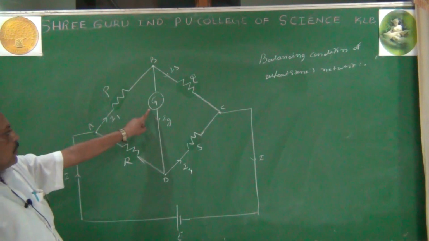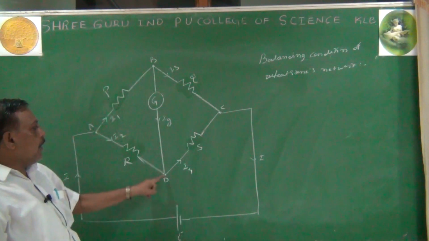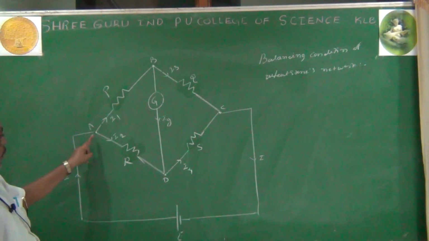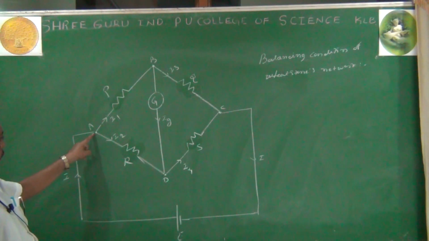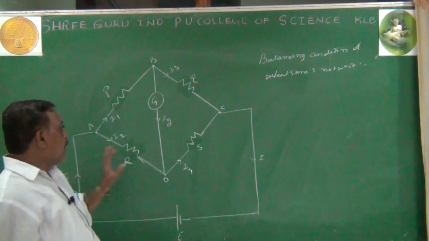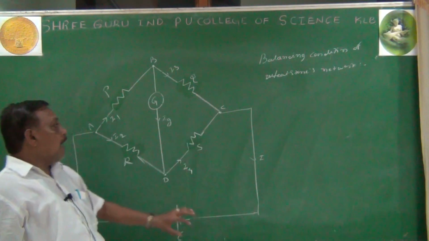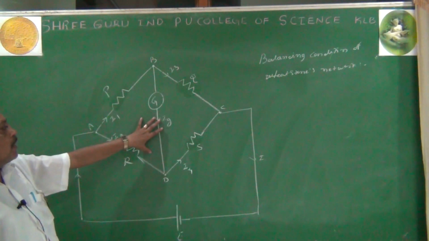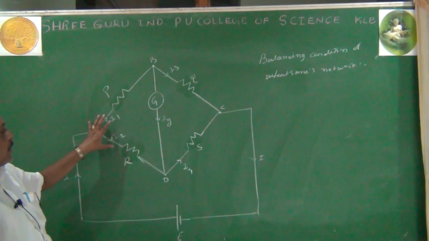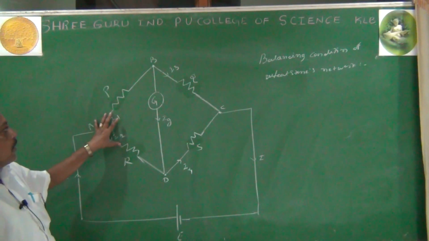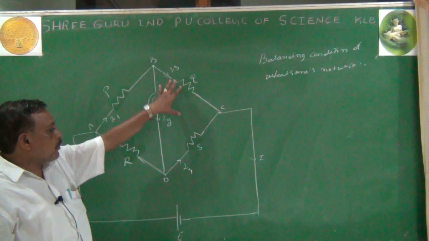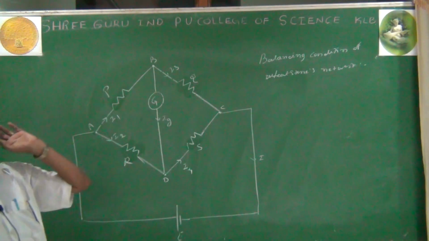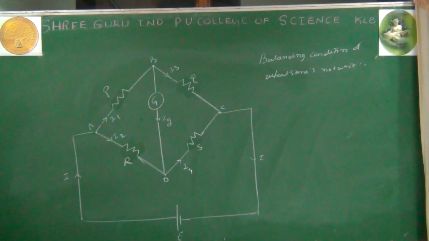The galvanometer is included between the points B and D, and the battery of EMF is connected between the points A and C. I is the current through the circuit, and IG is the current through the galvanometer, and the current which is divided is available with respect to the circuit, that is, with respect to the resistances as shown in the figure.